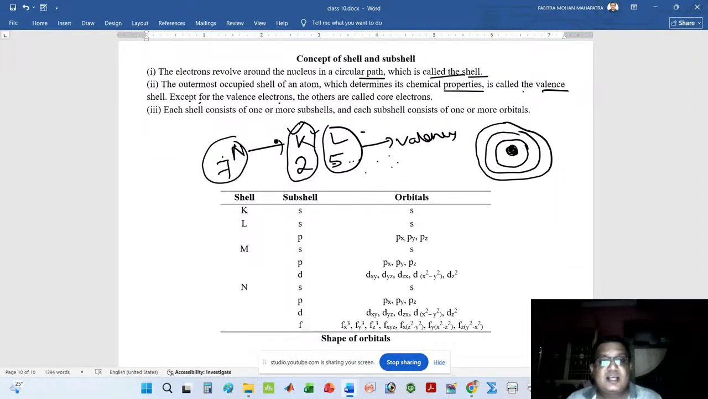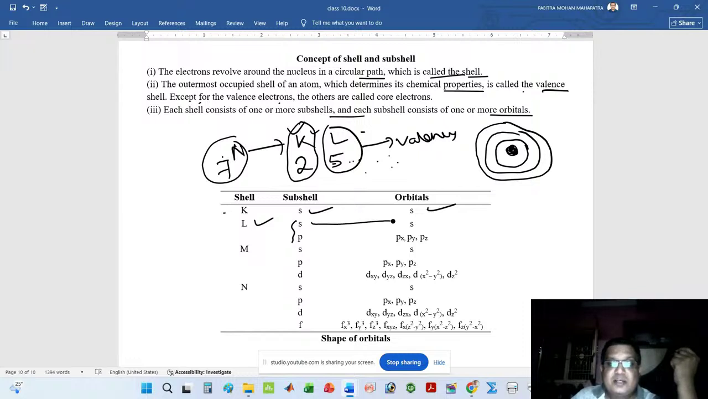Next point is that each cell consists of one or more subcells, and each subcell consists of one or more orbitals. Already I discussed this in quantum numbers. Let me explain here again. The K cell has the subcell s, and it has the s orbital. For the L cell there are two subcells, s and p. The s subcell has one orbital, s. The p has three orbitals, px, py, pz.